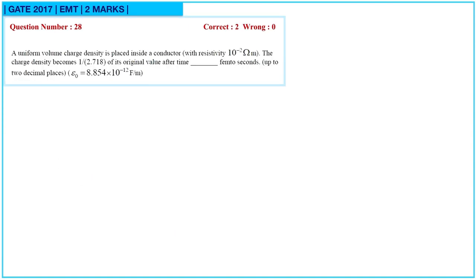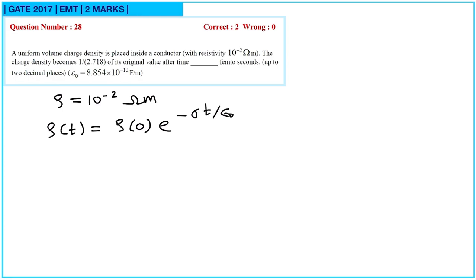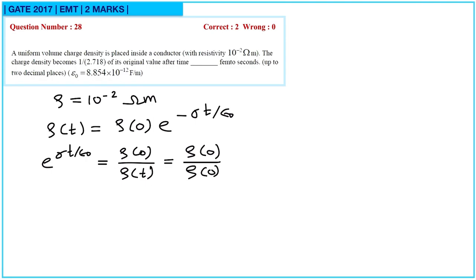Next question. A uniform volume charge density is placed inside a conductor with resistivity 10 to the power minus 2 ohm meter. The charge density becomes 1 upon 2.718 times its original value after time. So here charge density as a function of time will be rho of 0 e raised to minus sigma t by epsilon naught. So from here we can write rho naught upon rho t is equal to e raised to sigma t by epsilon naught. So rho of t is rho of 0 into 1 by e, so that means sigma t upon epsilon naught is equal to 1.